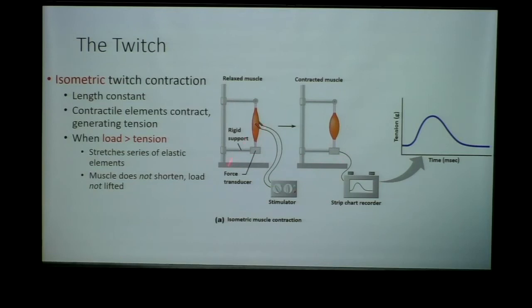Now, because the load that we're trying to lift is too heavy, we can stimulate this muscle all we want, right? It's not going to shorten. And this is why we call it isometric. That length of the muscle will remain the same. The muscle never shortens. The load is simply too heavy.